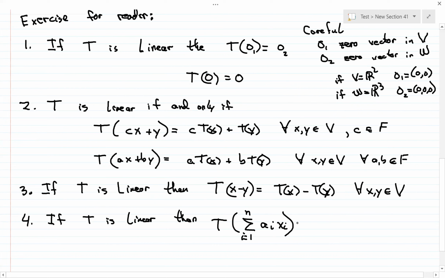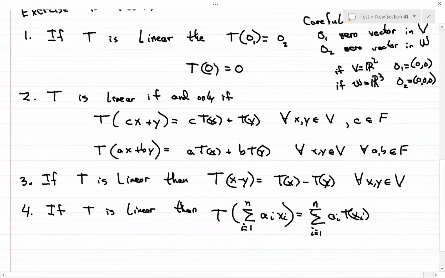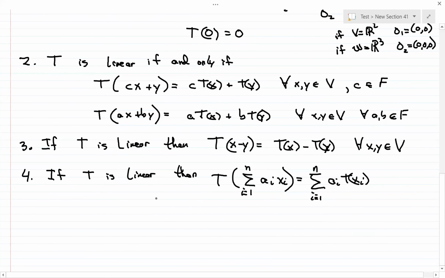It can be written as the summation of a_i T of x_i, i going from 1 to n. And again, this would have to hold not just for a particular set of vectors, but for every x1, x2, up to xn, and for all scalars a1, a2, up to an.